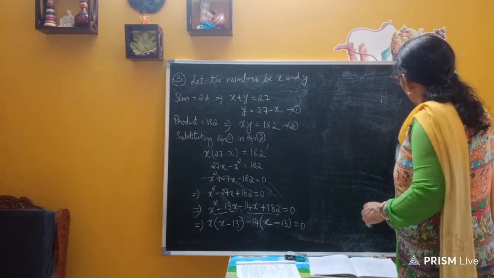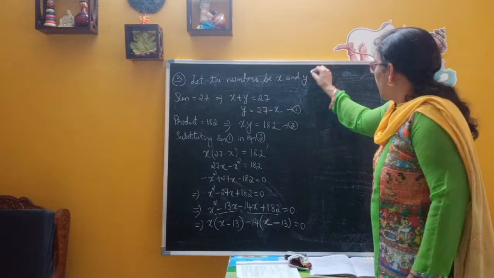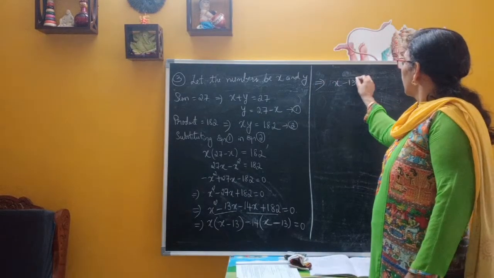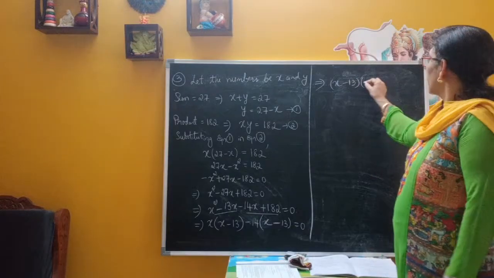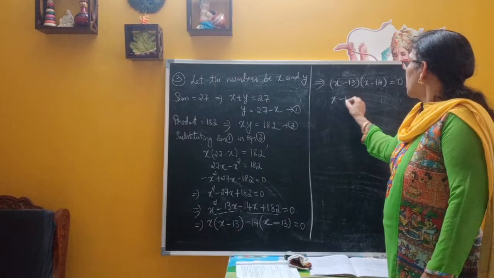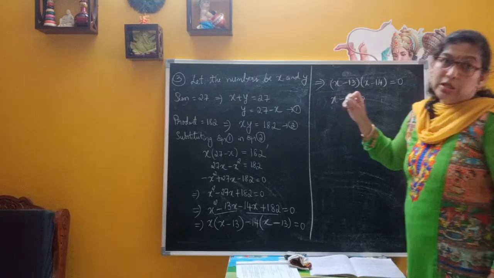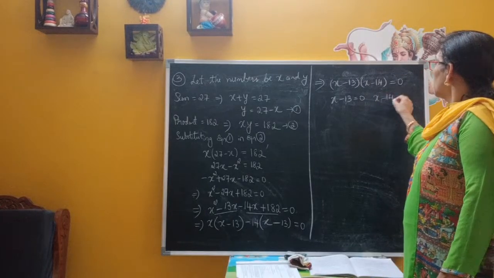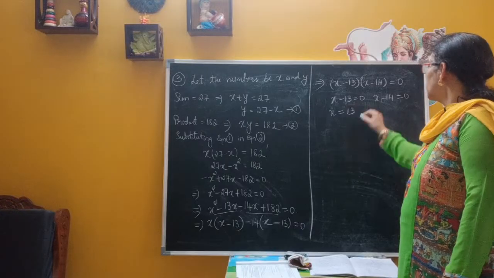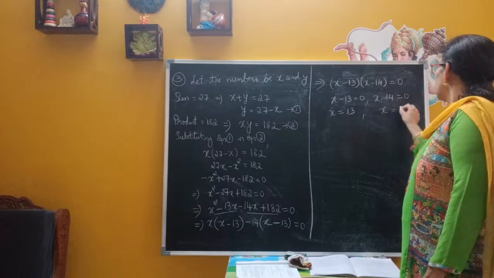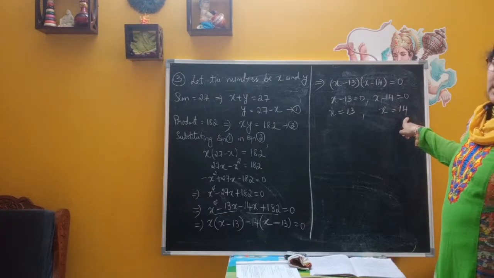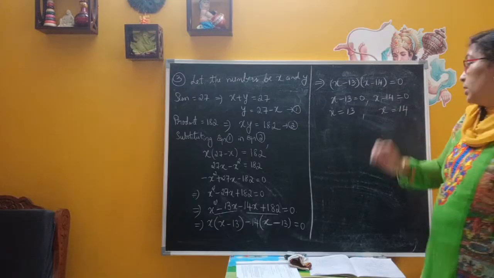Therefore, we can write this as x minus 13 into x minus 14 is equal to 0. So using the zero product rule, we can write x minus 13 is equal to 0 and x minus 14 is equal to 0, and here x is equal to minus 13, it becomes plus 13 when we transpose, and here minus 14 becomes plus 14 when we transpose. So 13 and 14 are the roots of this quadratic equation, or zeros of this quadratic equation.